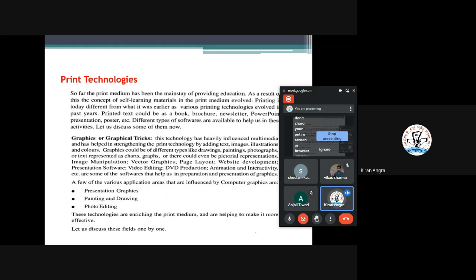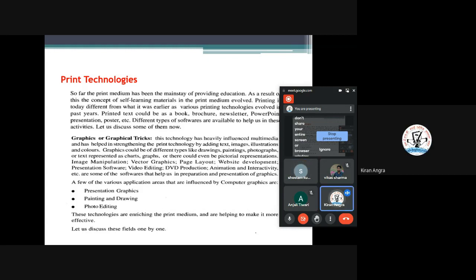So there are various application areas. You can understand that in presentation we have been using charts and graphs, which are effective presentations in an old way, but now, to create this presentation graphically, we can call it presentation graphics.